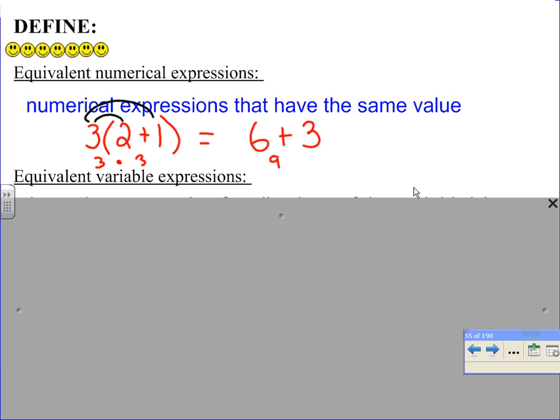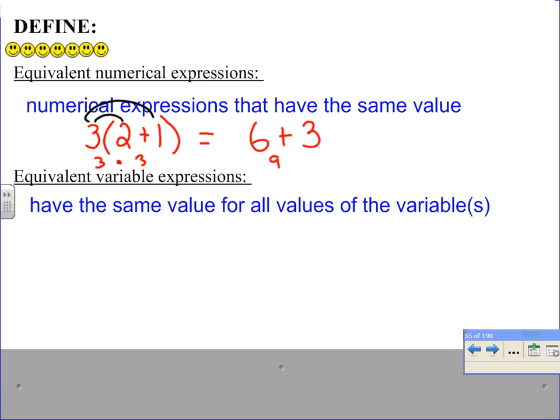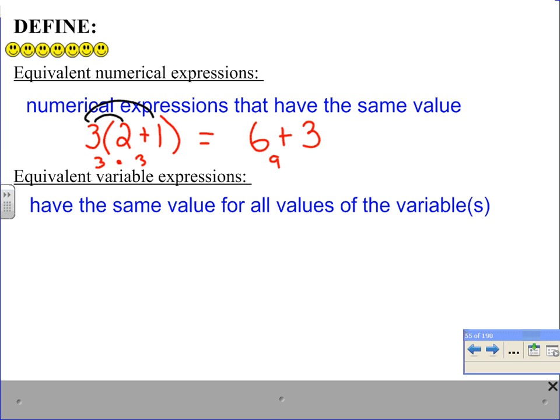Okay, so let's look at this one. Equivalent variable expressions. They have the same value for all values of the variable.